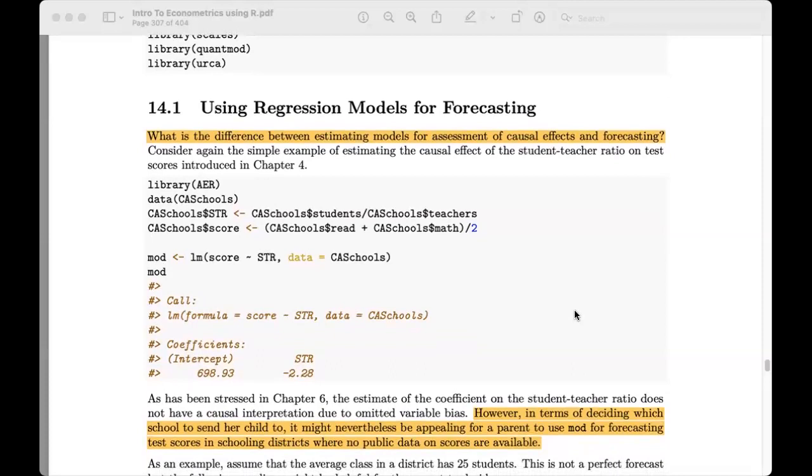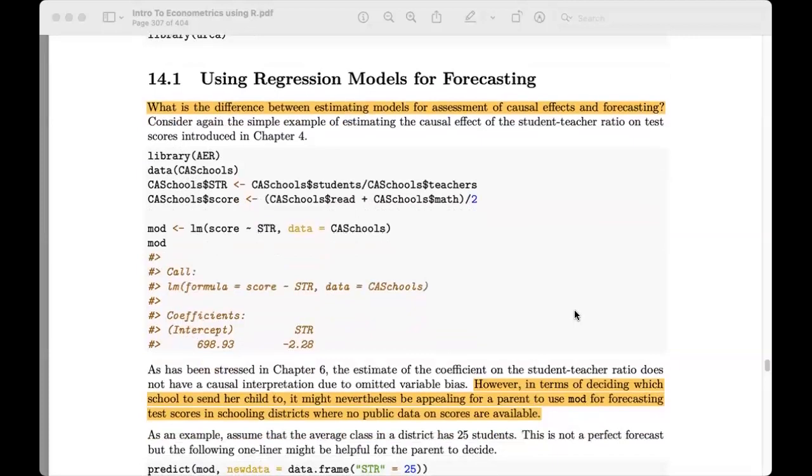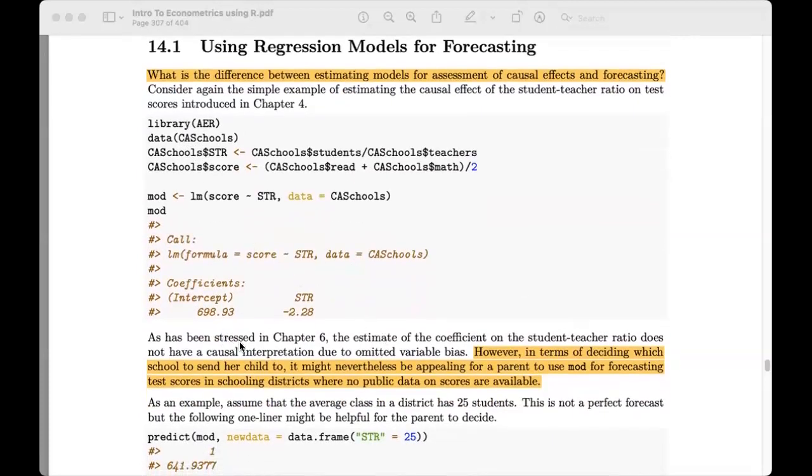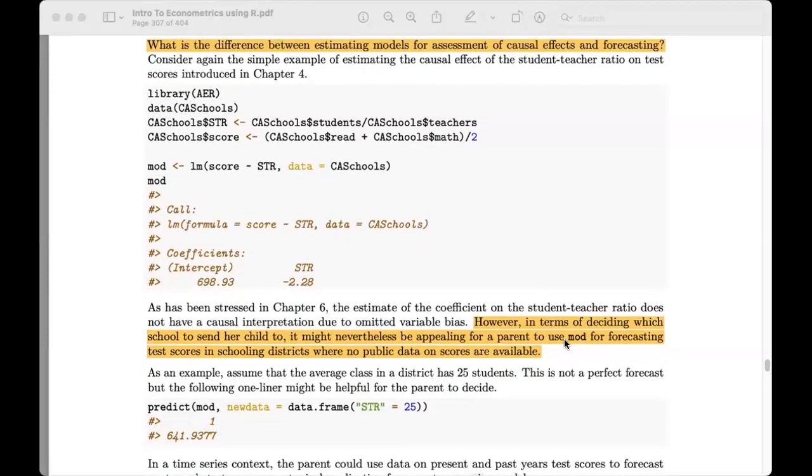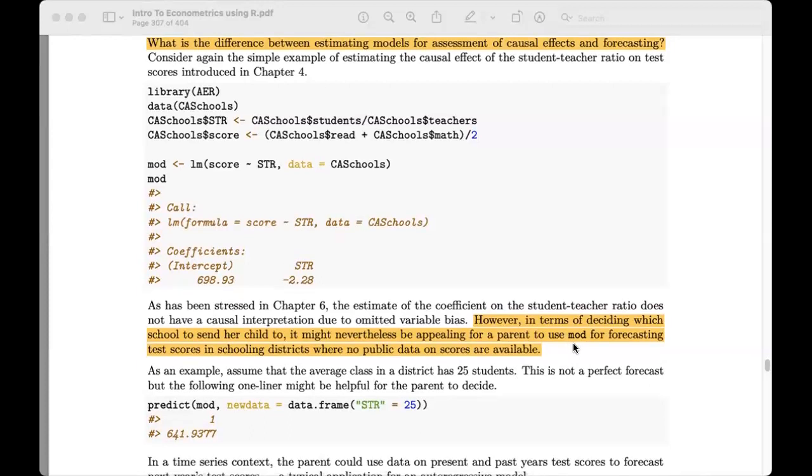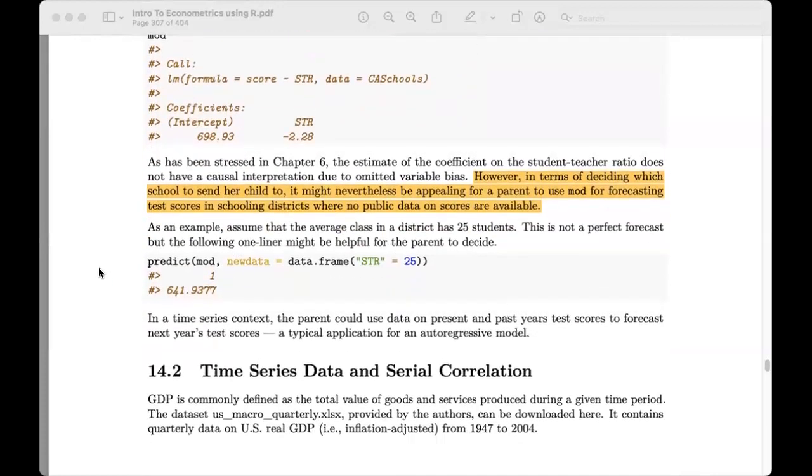Now, going back, consider the simple example of estimating the causal effect of the student-teacher ratio on test scores introduced in chapter 4. In chapter 6, we had discussed that the coefficient on the student-teacher ratio does not have a causal interpretation due to omitted variable bias. However, in terms of deciding which school to send her child to, it might nevertheless be appealing for a parent to use this simple OLS regression for forecasting test scores in school districts where no public data on scores is available. So this figure is more like a predictive figure. It gives us, on average, the test scores where the average class size is 25 for districts where there is no publicly available data on scores.